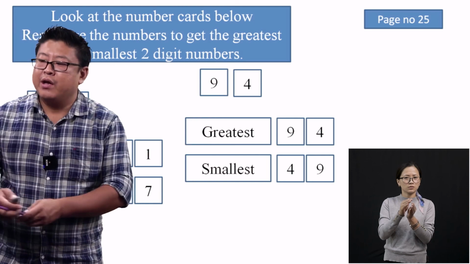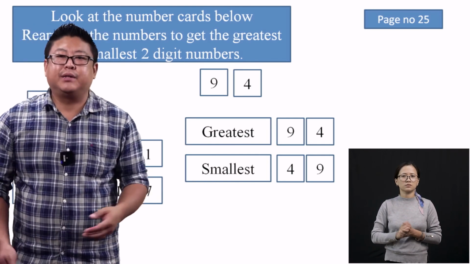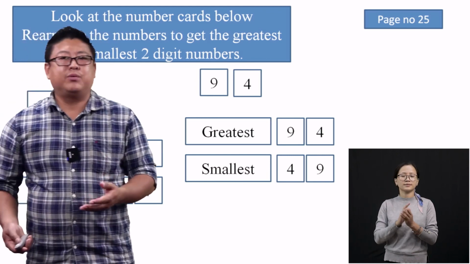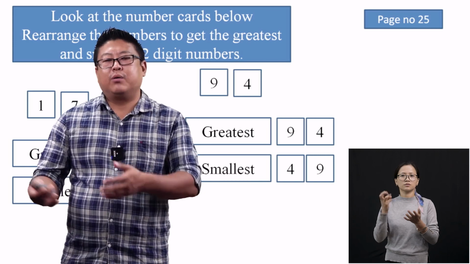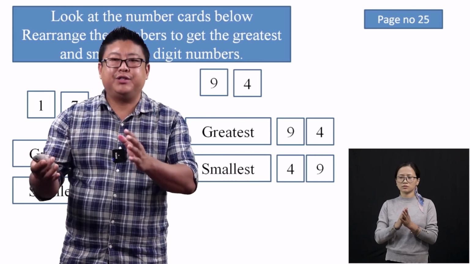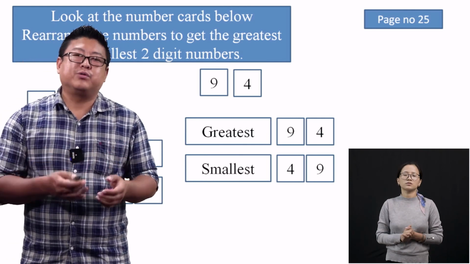All right, children? So this is all about the chapter. We have learned about skip counting, we have learned about ordinal numbers, and we have also learned about rearranging digits to find the greatest and smallest two-digit numbers.